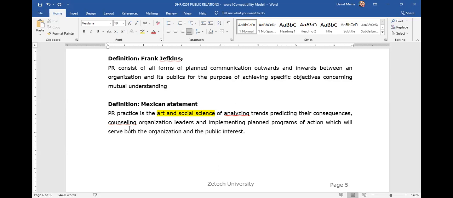Once you analyze the trends, you are analyzing the trends so that you can predict their consequences. You are analyzing a trend so that you can predict a consequence. For example, it can be a company that manufactures coffee. And people are talking about, or they have got a negative attitude towards your coffee. Or maybe it is maize meal, a maize flour. People have found maggots in your maize flour. So you analyze that trend, then you predict the consequences.